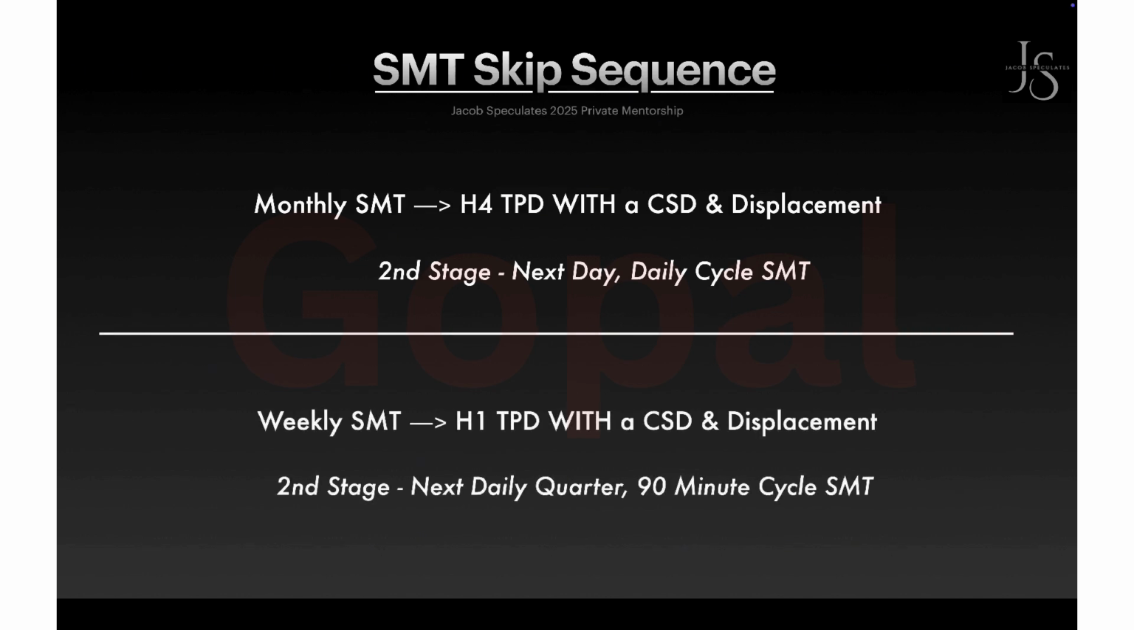And if you have a weekly cycle SMT, to confirm that, you would look for an hourly TPD with a CSD, or change in the state of delivery, and displacement. And for your second stage SMT, you want to see that next daily quarter open up, and then you want to see a 90-minute cycle SMT.